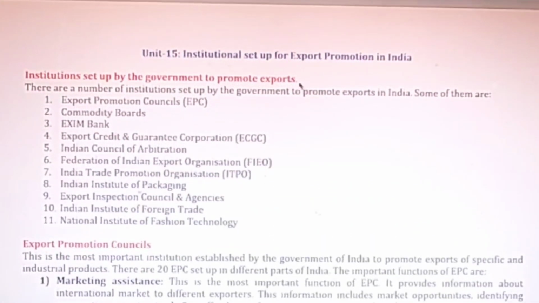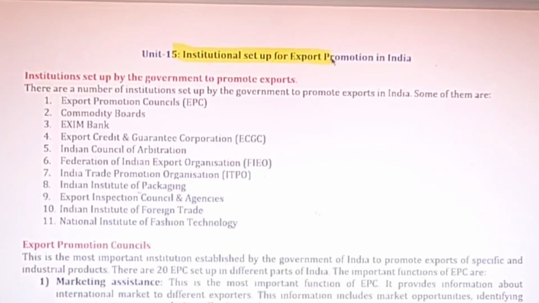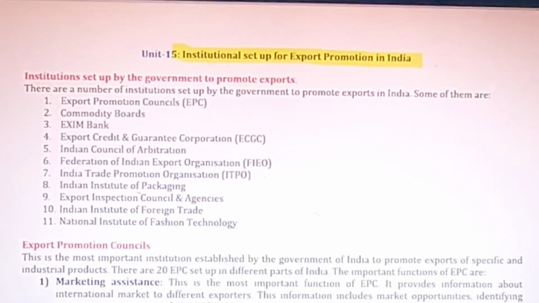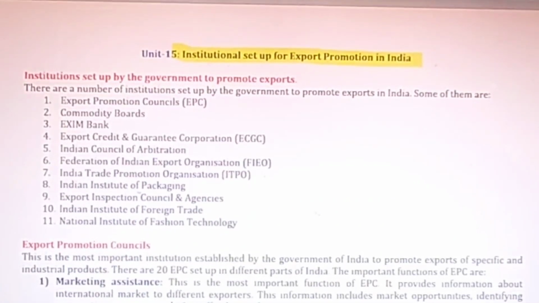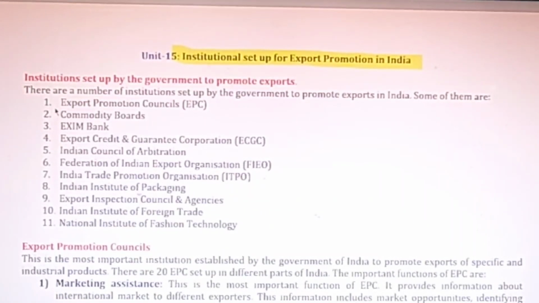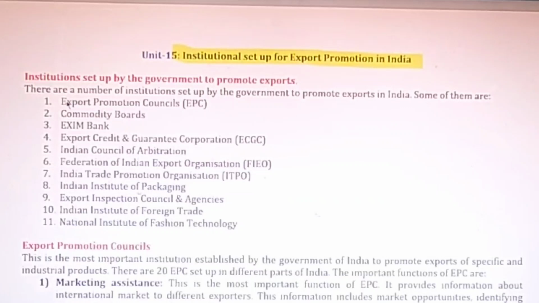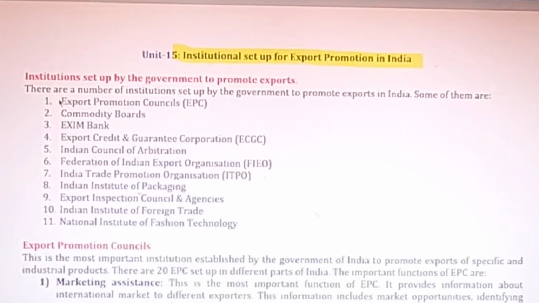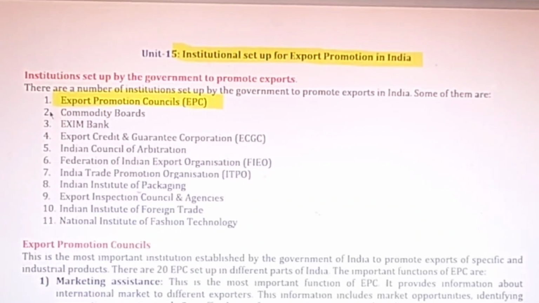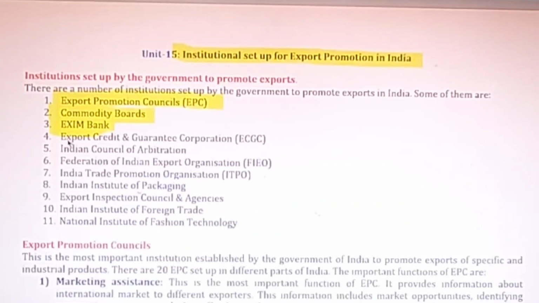Right. The next unit is institutional setup for export promotion in India. What are those institutions, organizations which are set up by the government to promote international trade or export? Basically, these 11 I have written; there are a lot of institutions, and out of them these 11 are more important. First one, EPC, Export Promotion Councils. Second one, commodity boards. Third one, EXIM banks. We have done about this.